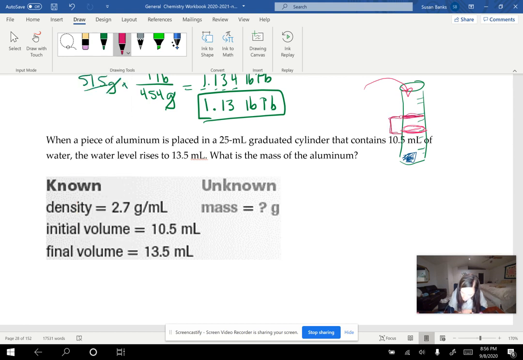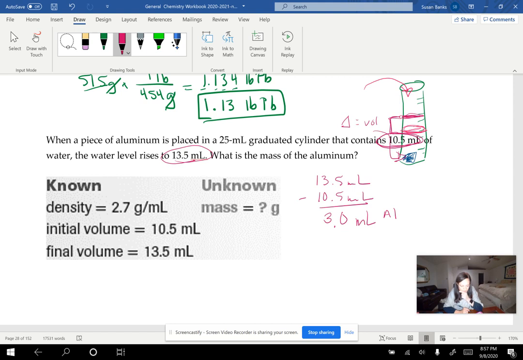The difference between the 2 levels of water is the volume of this object. So I can use the difference between these 2 measurements to get the volume of that piece of aluminum. If I start with 13.5 mils and subtract 10.5 milliliters, 5 minus 5 is 0, 3 minus 0 is 3, and 1 minus 1 is 0. So I will have a volume of the aluminum of 3.0 milliliters.